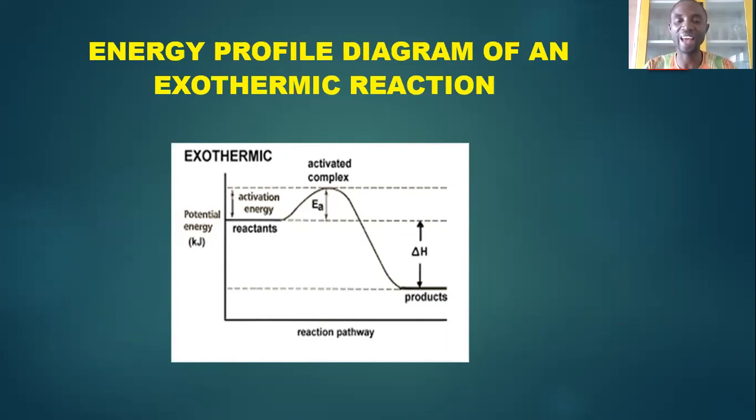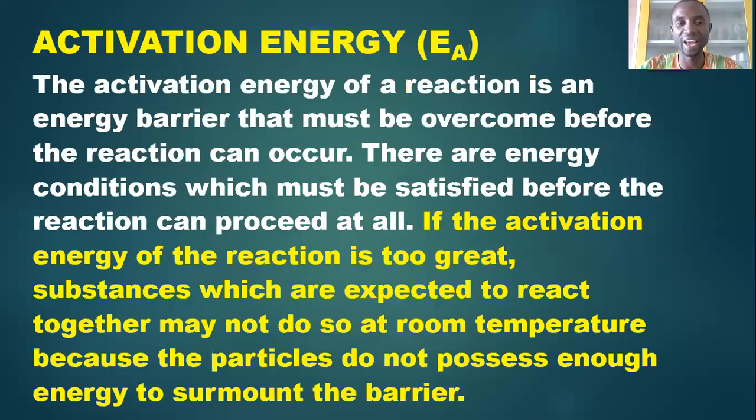Where the reactant is higher than the product in terms of coming down, the activation energy is the distance between where the reactant starts and the activation complex. Then the reaction pathway is also being given. The exothermic reaction is represented this way, while the activation energy is the energy barrier that must be overcome before a reaction can occur. This energy condition must be satisfied before the reaction can proceed at all.